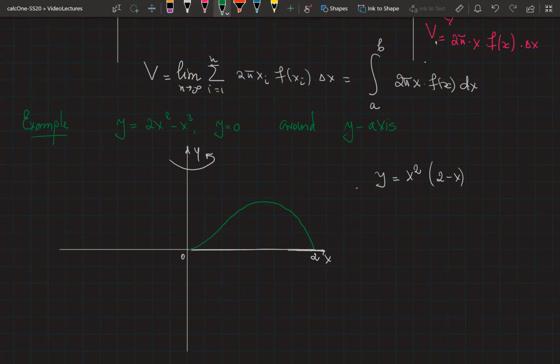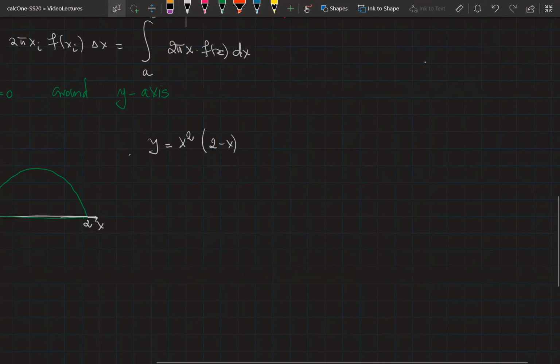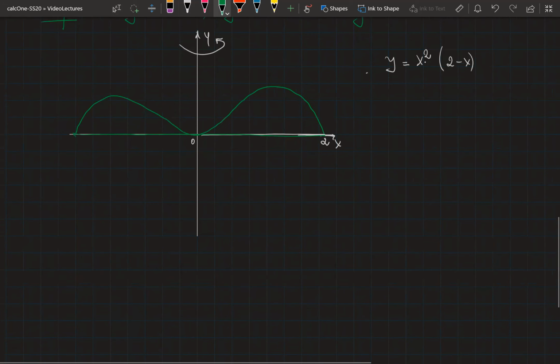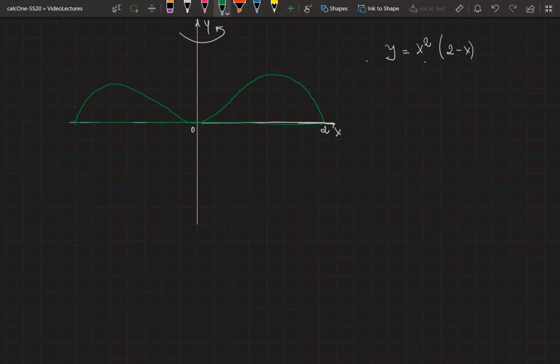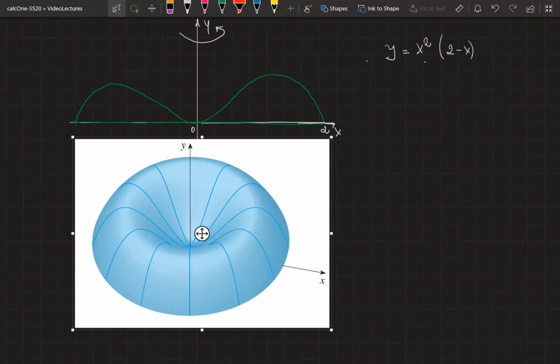What I'm going to get is, let me count, 1, 2, 3, 4, 5, 6, 7. If we rotate, we are going to get roughly this kind of object. It's going to be a circle around it. So I'm going to show you here the figure of the object which we obtain if we rotate this around the y-axis. It's going to be roughly like this. So the volume of this object is what we are going to find.